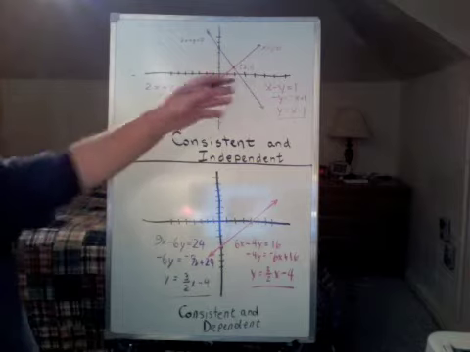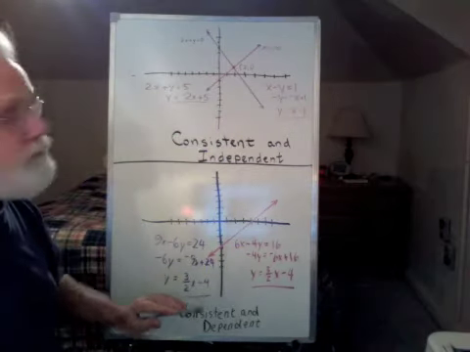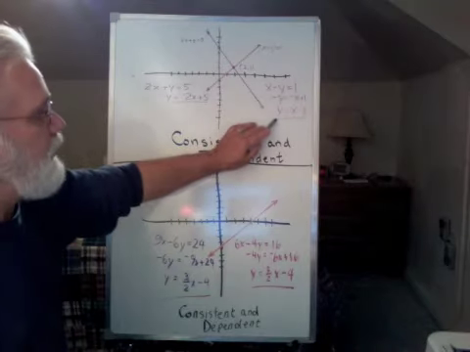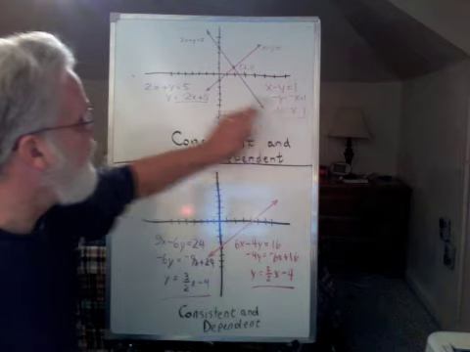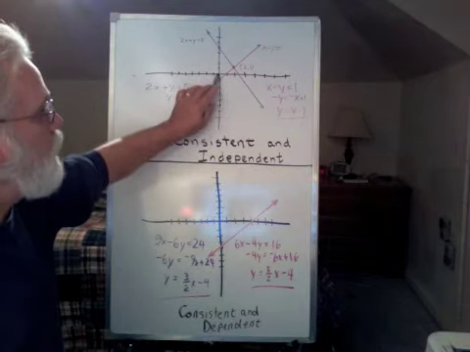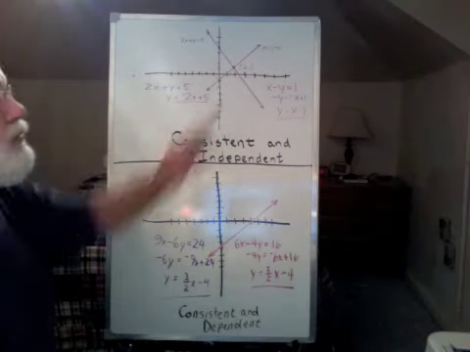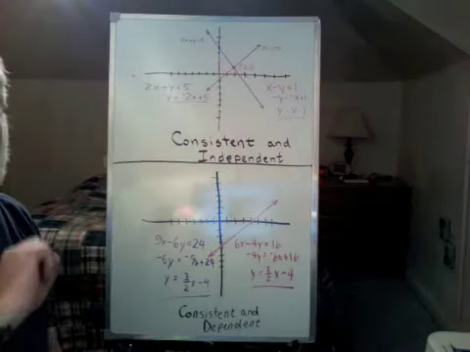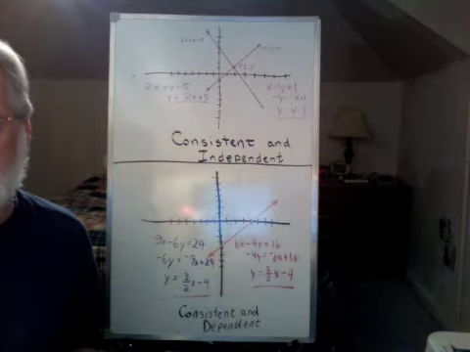Then on this side, I have x minus y equals 1. And I wind up with y equals x minus 1. My y-intercept is minus 1. My slope is a positive 1. That's 1 and 1. I draw that line, and the point of intersection is (2, 1). Only one solution. And this is consistent and independent. So that's an answer to one of your questions there.